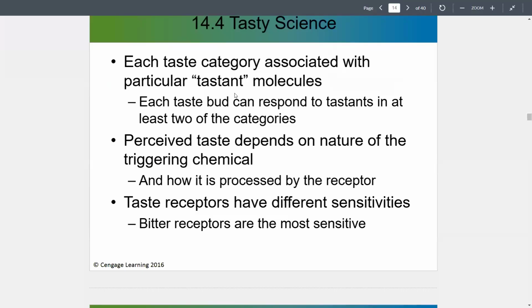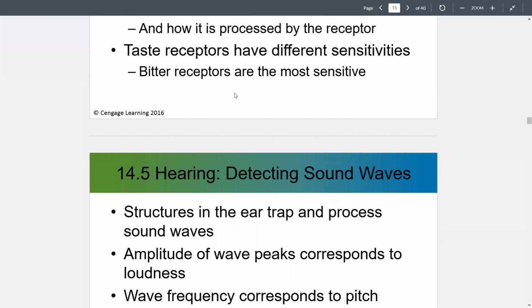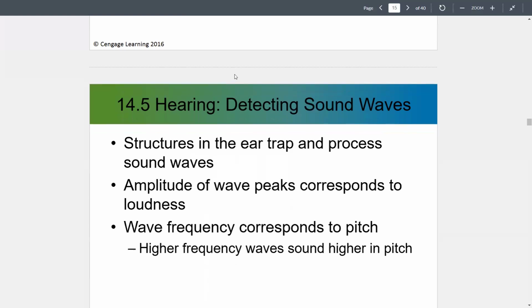And different people have different tastants. So we have different sensitivities. All right, now we'll look at hearing.